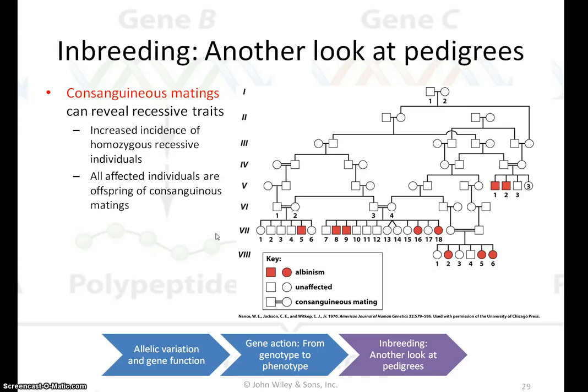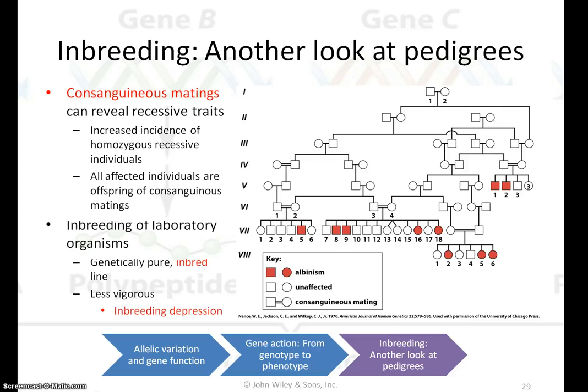Now, this type of inbreeding is not common. It's very rare in humans, but very common in laboratory organisms, whether it's plants or animals. Not only laboratory, but also in livestock. And the reason for laboratory organisms is because you want a genetically pure inbred line so that you can eliminate any experimental variables that might be due to genetic differences between the individuals.